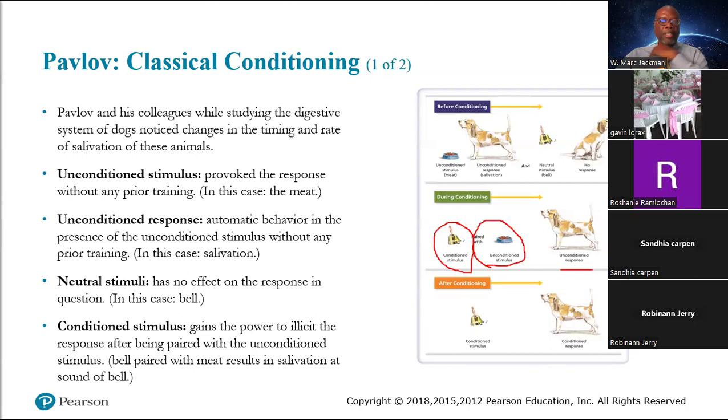So what eventually happened was that all he simply had to do was ring the bell and the dogs began to salivate. In this case, the ringing of the bell became the conditioned stimulus, and the salivation of the dogs became the conditioned response. So that was the process of conditioning. Any questions? Do you all understand what took place there? Is it clear?